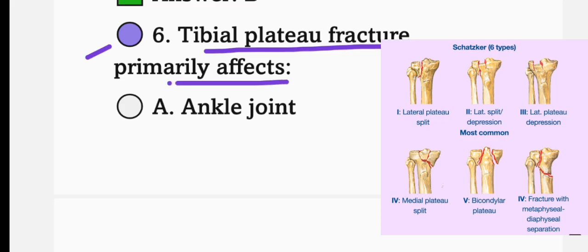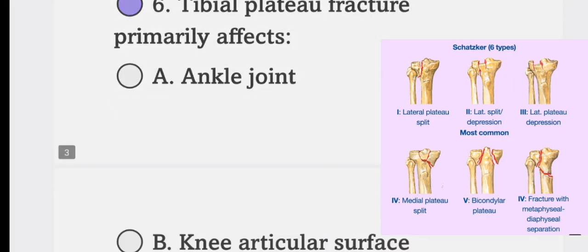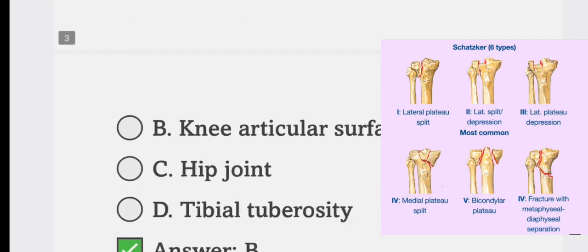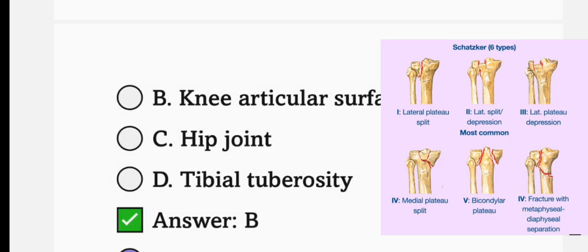Tibial plateau is a very important clinical exam question. The tibial plateau forms the upper articular surface of the tibia, so it directly participates in the knee joint. When these fractures occur, the knee joint surface gets damaged. So options given are like knee articular surface, and option B is the correct option.